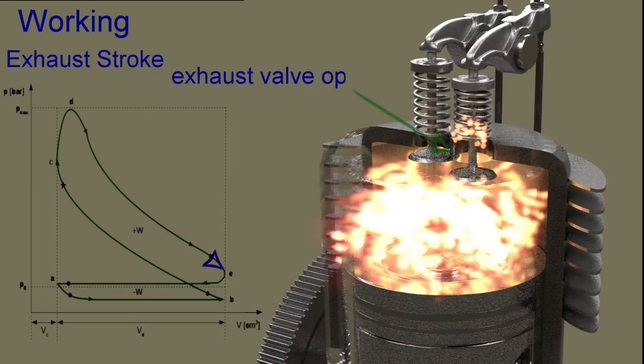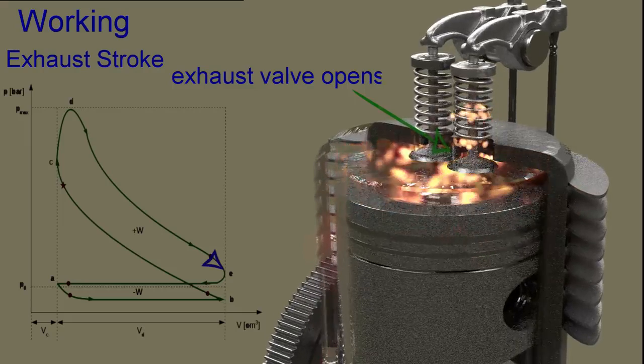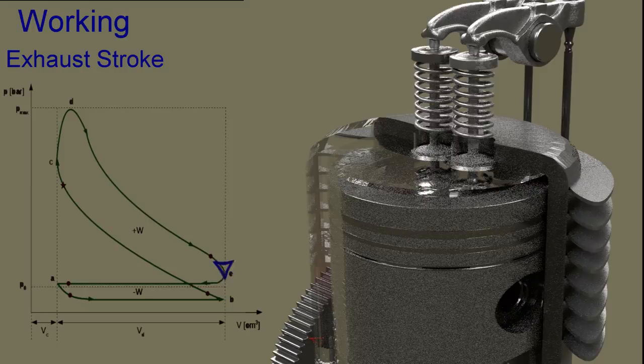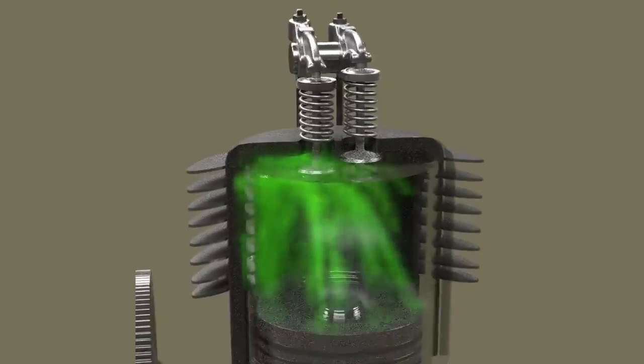As piston moves from bottom dead center to top dead center, the exhaust valve opens and piston pushes out the product of combustion from engine cylinder to atmosphere. This completes the cycle and engine cylinder is again ready to suck the charge.